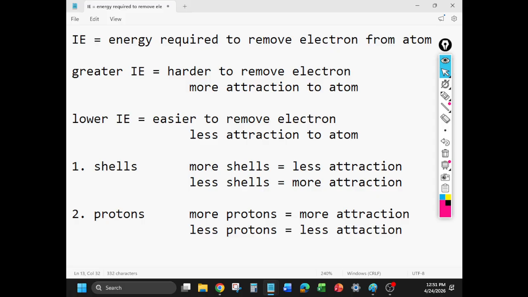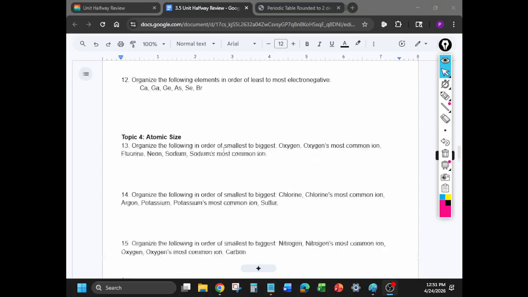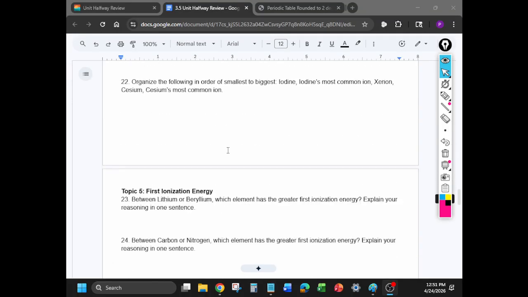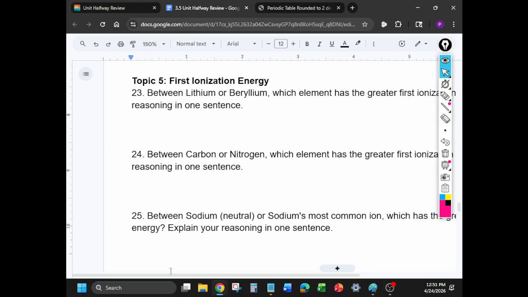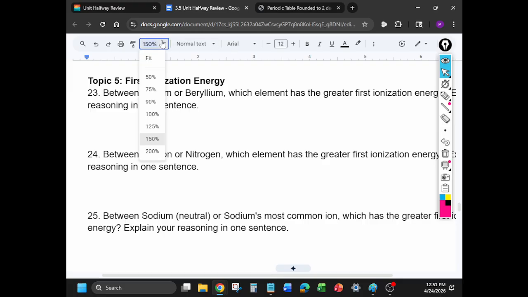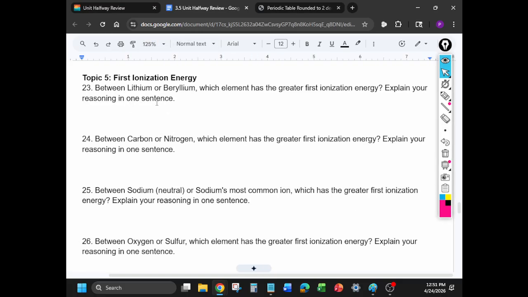All right, so let's do a couple problems on your review, and then we'll move on to the next topic for today, the last thing before the exam. Okay, so the ionization energy problems are at the very bottom, topic 5. So we're going to take a look at basically 2 elements, and we're going to determine which one has a greater ionization energy, okay? So we're going to look at lithium and beryllium.